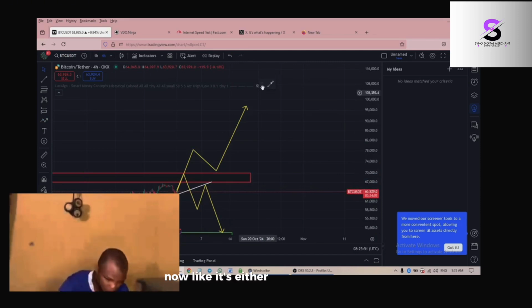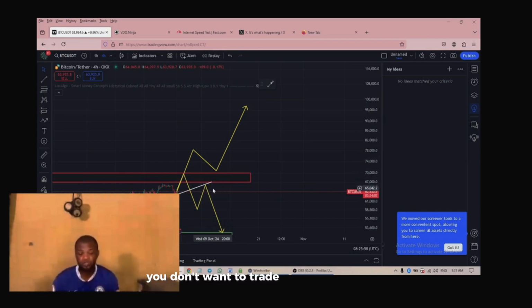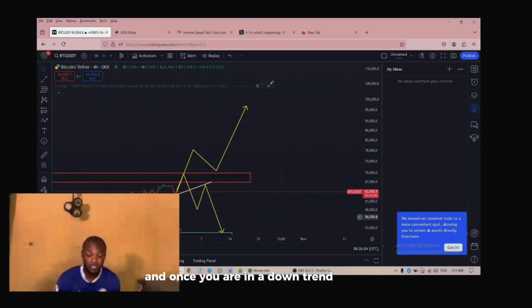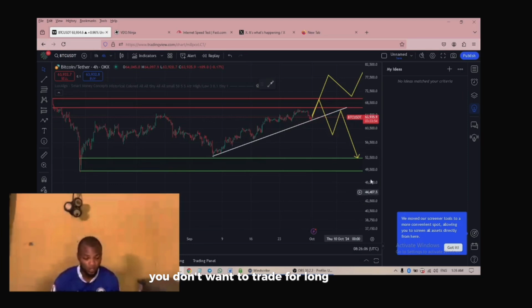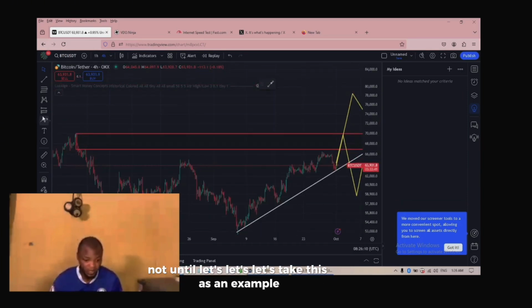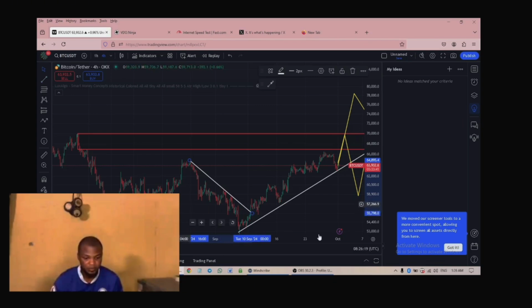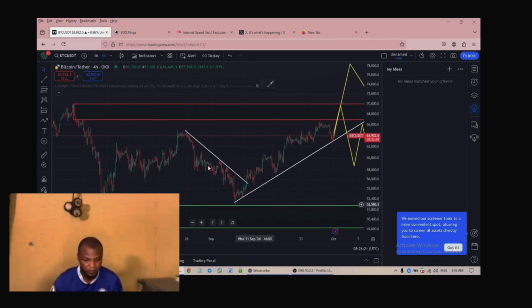It's either it goes up, because you don't want to fight against the trend. Once we are on an uptrend, you don't want to trade for short, not until the uptrend is broken. And once we are in a downtrend, you don't want to trade for long, not until the downtrend breaks. Let's take this as an example now. This is a downtrend here.